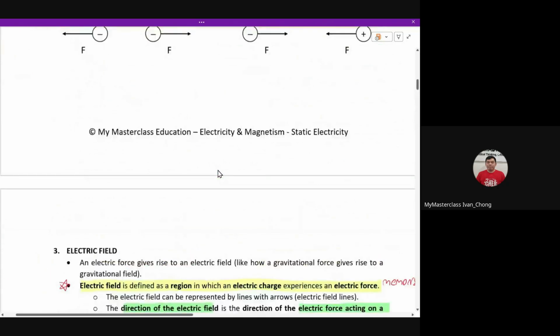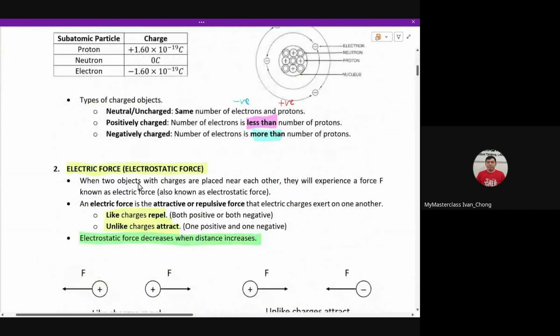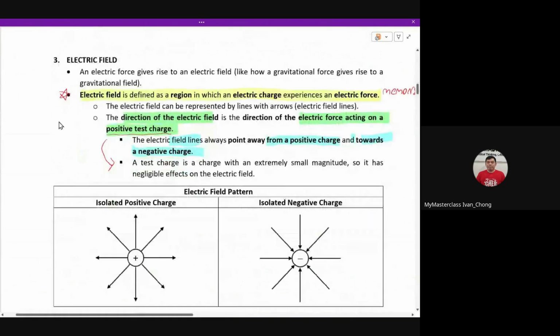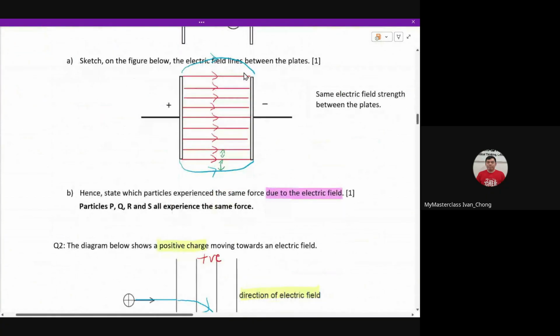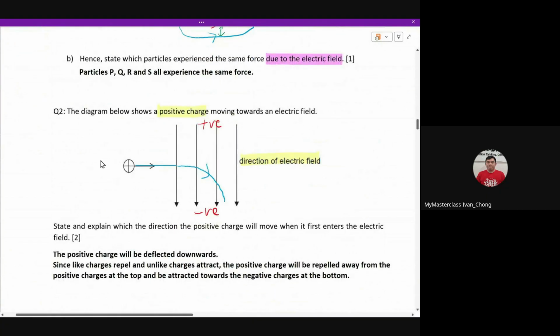Okay, so that will be all for the electric field parts. All your electric charges, you need to know what they are. All of this, your electric force, your electric field patterns, your electric field strength, and all your metal plates and your particles itself, how are they interacting with one another?